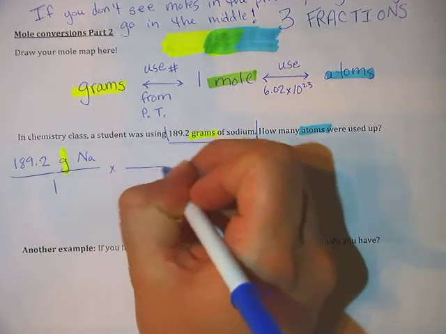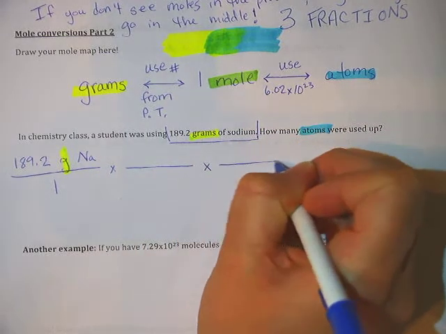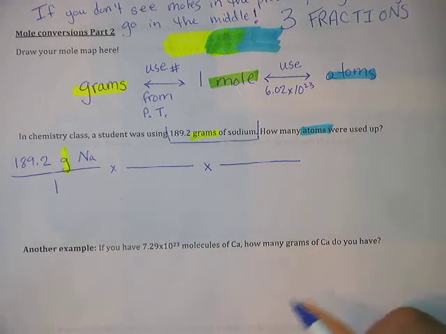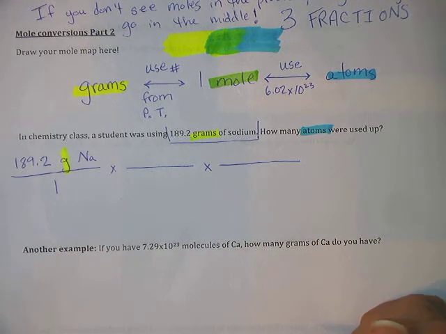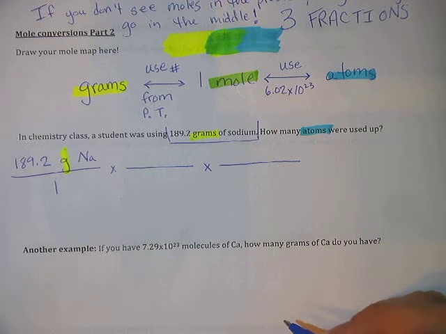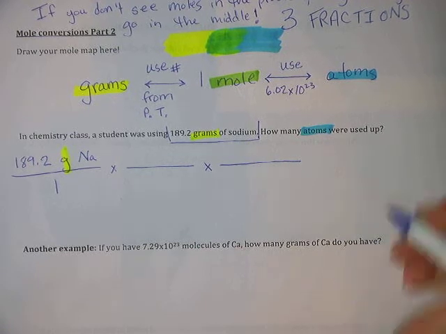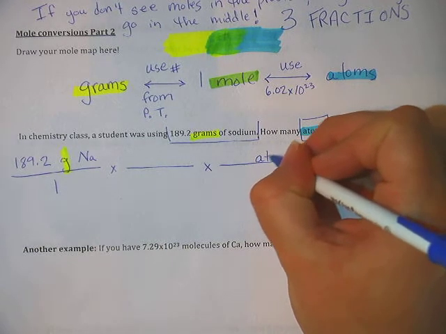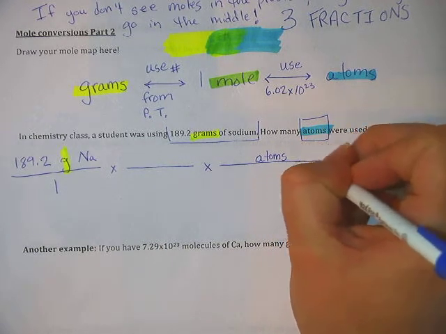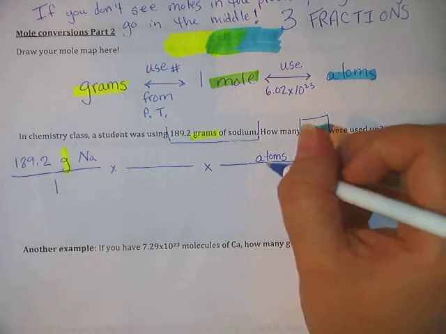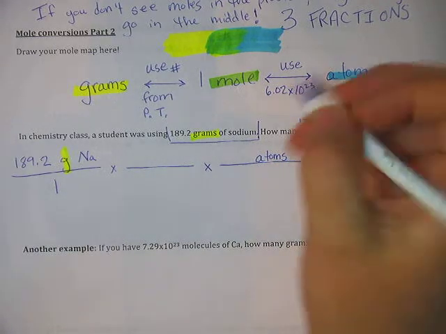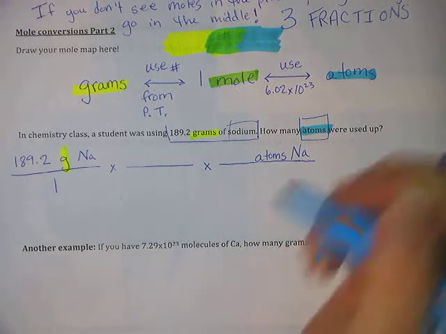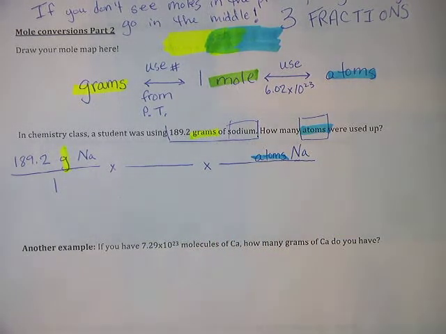So I'm going to draw all 3. Remember, we've already drawn 1. Here's fraction 2, here's fraction 3. Just like before, whatever they're asking us to find is still going to go on top of the last fraction. So they're asking us for atoms. That's still going to be the last fraction, atoms on top. Whatever they're asking for goes at the very end on top. And we're still talking about sodium in this whole problem, so I'm going to label it sodium. And I'm going to color it blue.